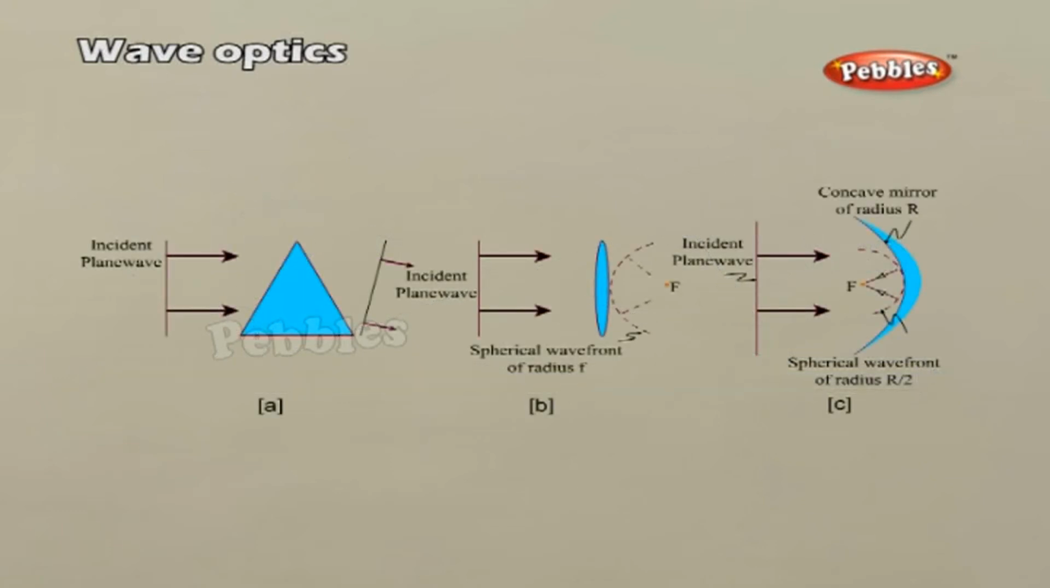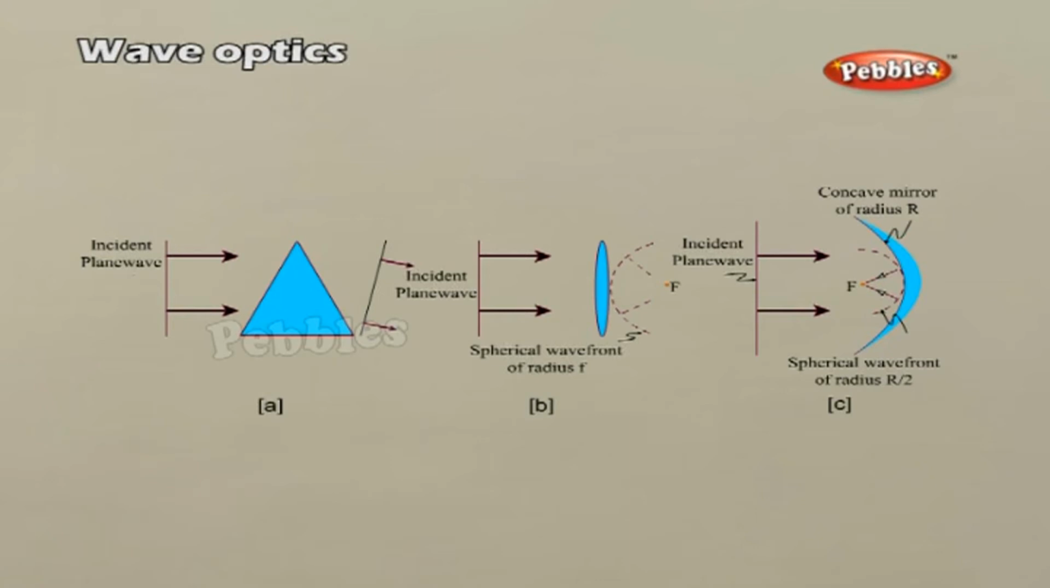In figure A, we consider a plane wave passing through a thin prism. Clearly, since the speed of light waves is less in glass, the lower portion of the incoming wavefront will get delayed, resulting in a tilt in the emerging wavefront as shown in the figure. In figure B, we consider a plane wave incident on a thin convex lens.